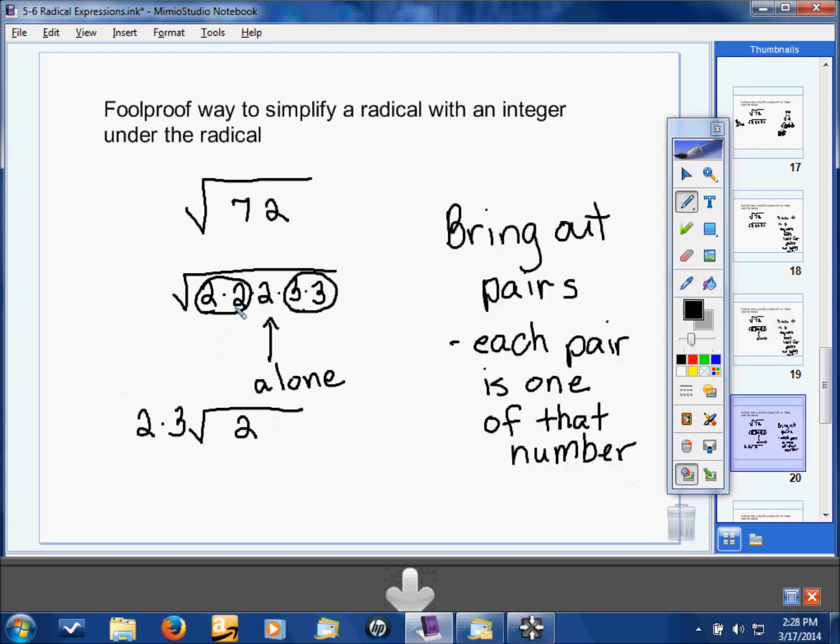Bring out the pairs. So each time you have a pair, it comes out. A pair of 2s brings out 1, 2. A pair of 3s brings out 1, 3. And whatever is left alone and doesn't have a partner has to stay under.